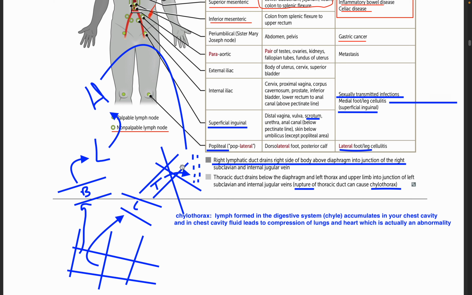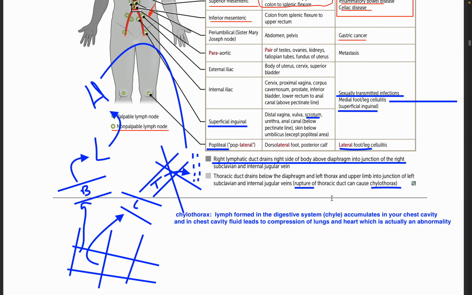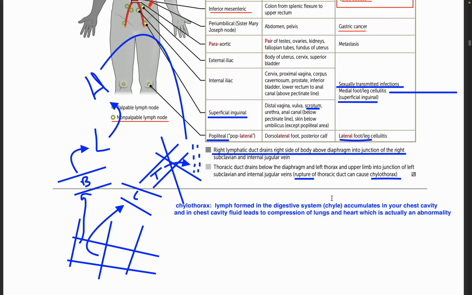And this thoracic duct lies in your thorax. Suppose it gets ruptured because of any cause, because of any trauma, then all the fluid will come into the thorax and will compress your heart and your lungs, and that condition is called chylothorax. Yeah, now you got my point. Now read this thing, chylothorax.